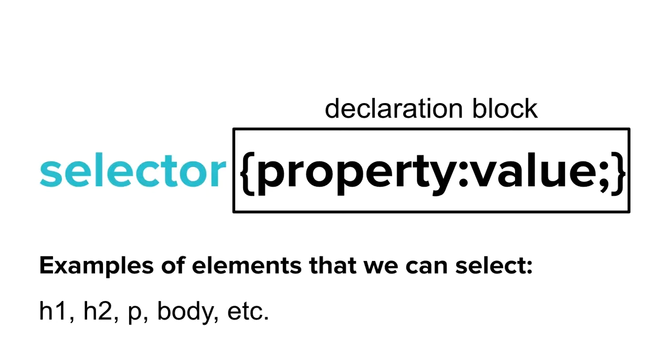So what are items that we can select? We can select all sorts of things. Some examples of elements that we can select are our header 1, our header 2, our paragraph or P, our body, etc., and more. There's even more ways that we can select specific items, which we're going to get to later in these lessons.